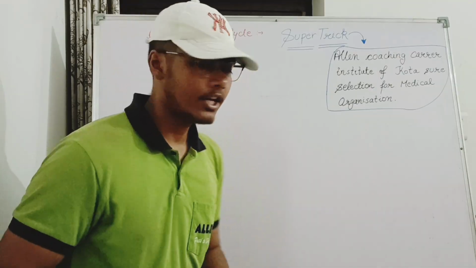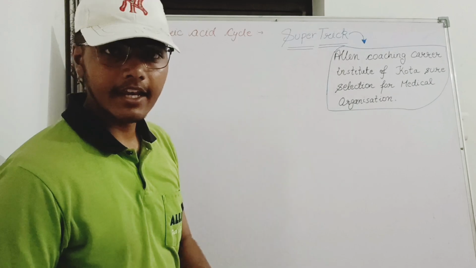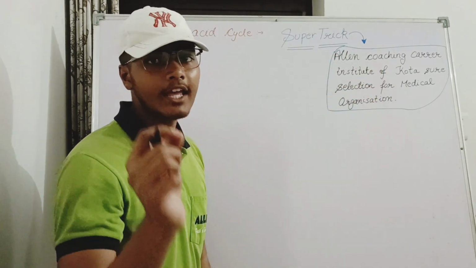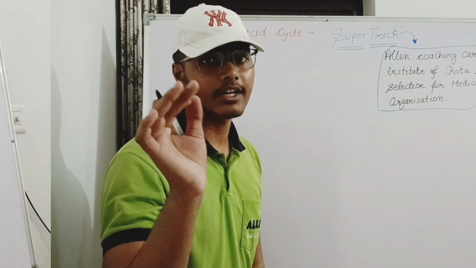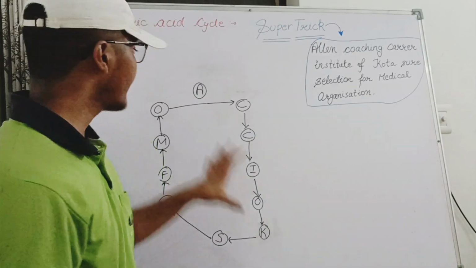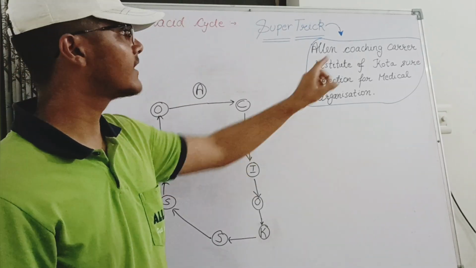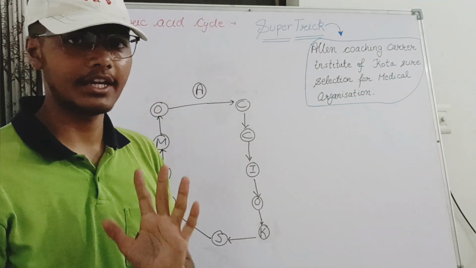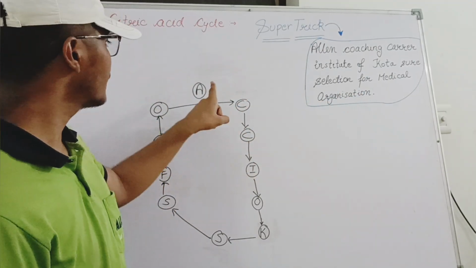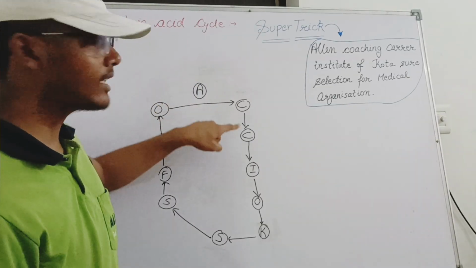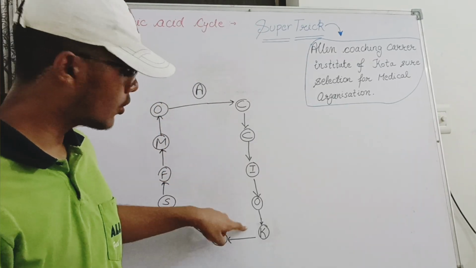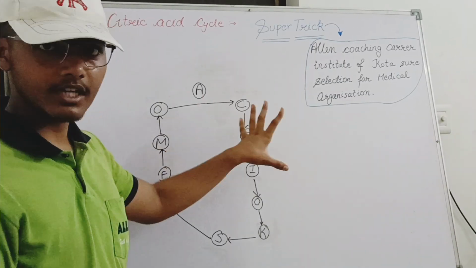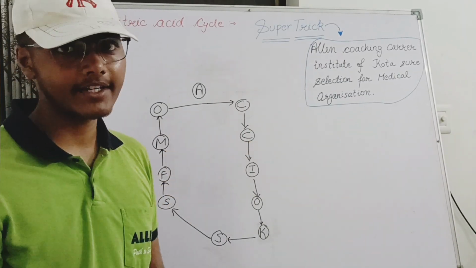So let's start. First of all, the word is Allen. Allen means A. The first alphabet of every word will help you to make your own citric acid cycle. So now I have successfully made this cycle using this line only. From this line I have made this cycle. You can also make it. So let's recheck it. First of all, here is Allen Coaching Career Institute of Kota, sure selection for medical organization. It means our trick is helpful to write the cycle.